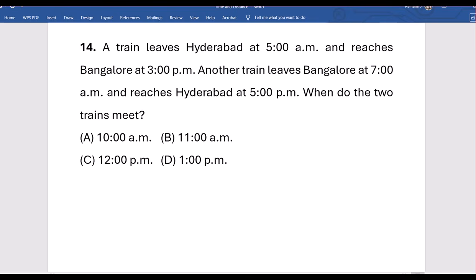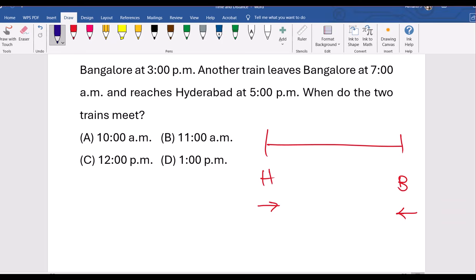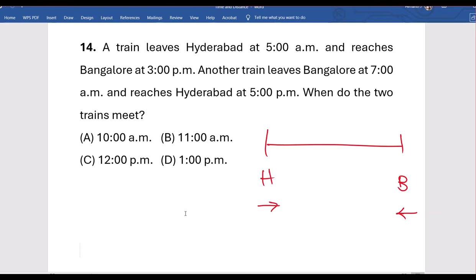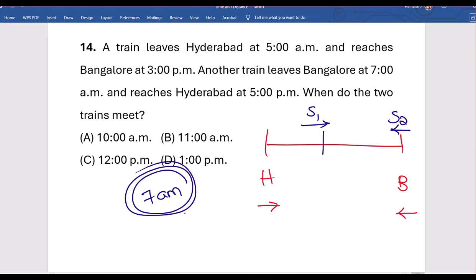I understand one train is moving from Hyderabad to Bangalore, another train moving from Bangalore to Hyderabad. But okay, first train 5 a.m. to 3 p.m., second train 7 a.m. to 5 p.m. Agreed, but you analyze at 7 a.m., my dear friend. When there are two different timings, you start at the late time. At 7 a.m., the second train is still at Bangalore, but the first train has traveled some distance. First train started at what time? 5 a.m. Now in 2 hours, a certain distance is covered by the first train.